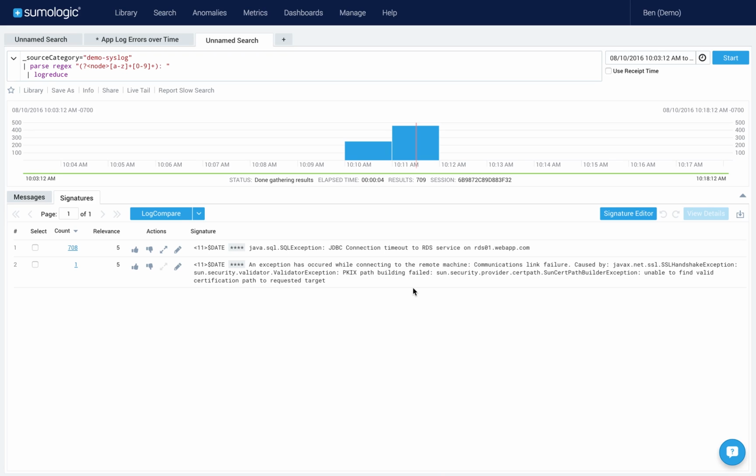So I've now basically tracked those symptoms from my metrics all the way to a problem in the logs, and this is something that I can actually fix.